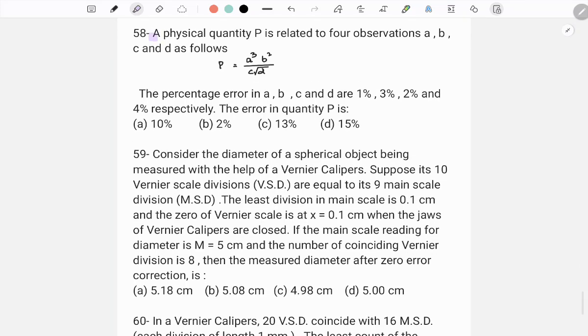58th. A physical quantity P is related to four observations A, B, C and D as follows. P is equal to a की power 3 b square C under root D. The percentage error in A, B, C and D are 1%, 3%, 2% and 4% respectively. The error in quantity P is.